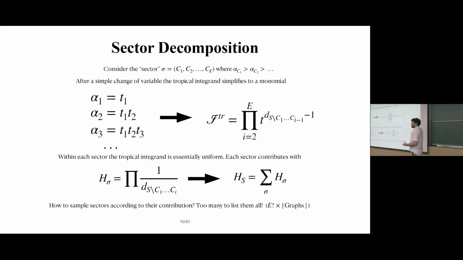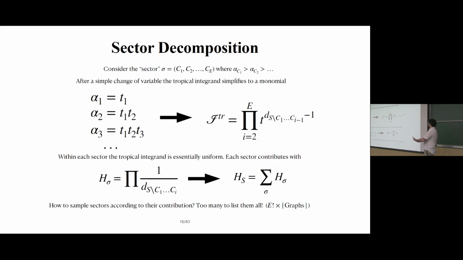The last thing to do is to sample among the sectors. But this is also easily done because the integral of this function from 0 to 1 is just equal to 1 over the product of these superficial degrees of divergence. So the entire hat bound, the normalization factor, is just the sum over all sectors of this single contribution. And what we have to do is simply to sample over the sectors.